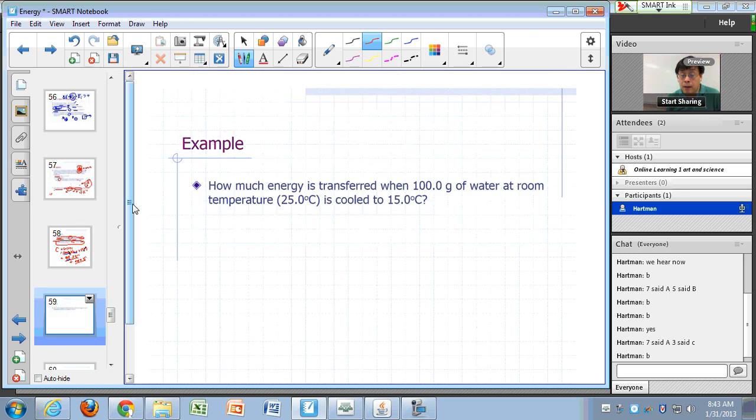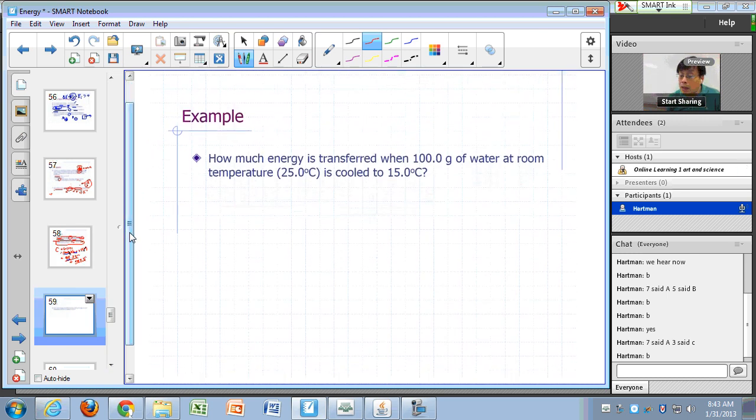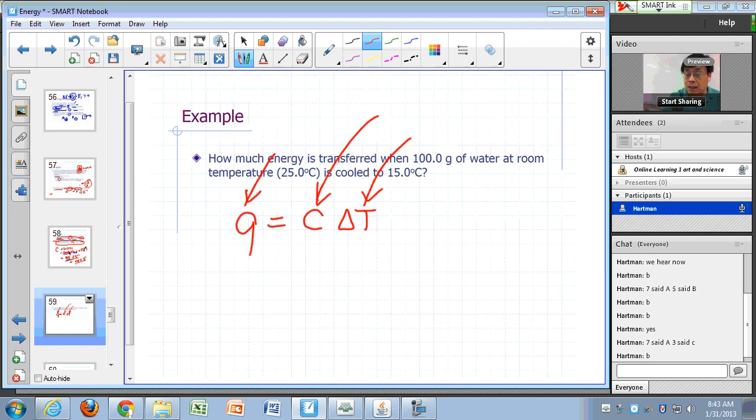All right, here's another example. How much energy is transferred when 100 grams of water at room temperature is cooled to 15 degrees? So you use the formula Q equals C delta T. You say the amount of heat flow is directly proportional to the temperature change, and that direct proportionality constant is called the heat capacity. So what do we know here? What's our delta T?